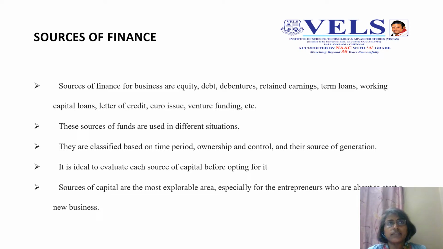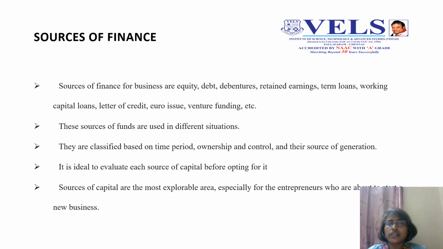When we want to classify the sources of finance, we can classify according to the time period, according to the ownership and control, and according to the sources of generation. These are all the basic classifications of the sources of finance, because these sources are used in different situations. If you want to use each source, we have to evaluate which source has to be used for the particular situation.